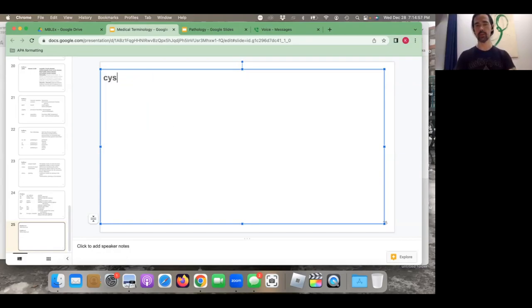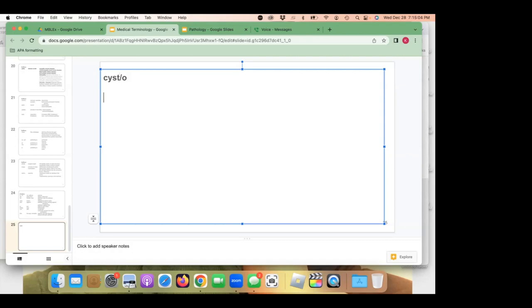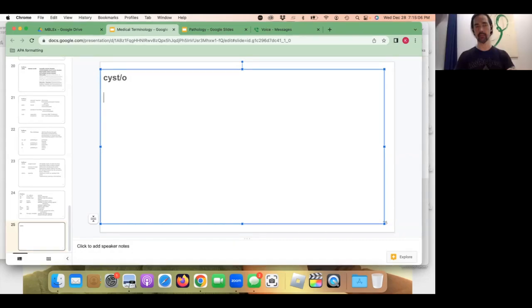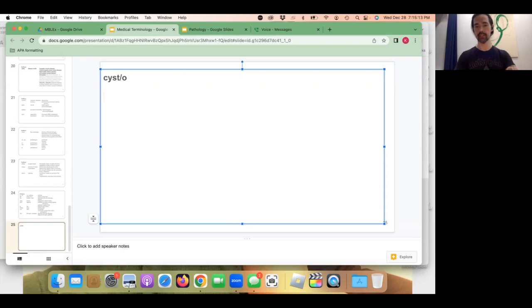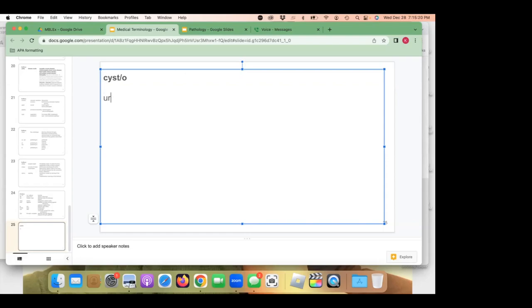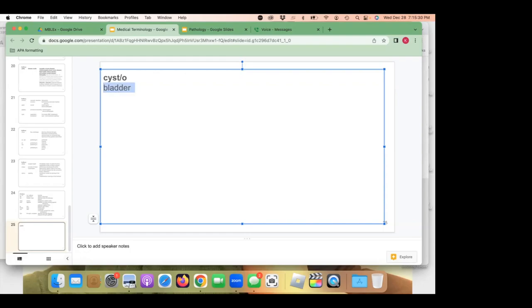How about this word, cyst? So cyst or like cysto. Does that refer to urine? Urine is actually ure. But cyst is related to urine because it's the bladder. Oh, there you go. Right.